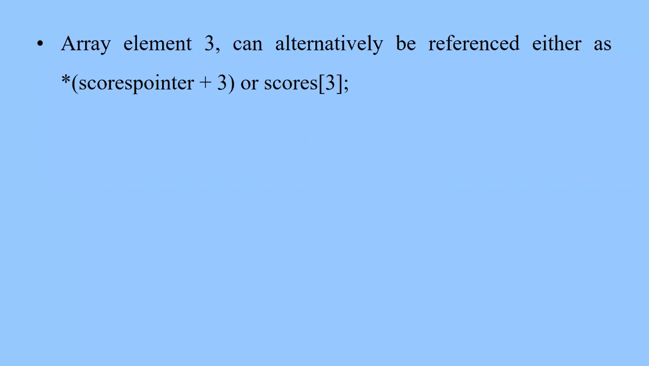Array element 3 can be alternatively referenced either as scores[3] or using a pointer to refer to the same. That is, read the content of the memory location in the array whose subscript is 3 that is being pointed to by the pointer called scoresPointer. That is *(scoresPointer + 3).